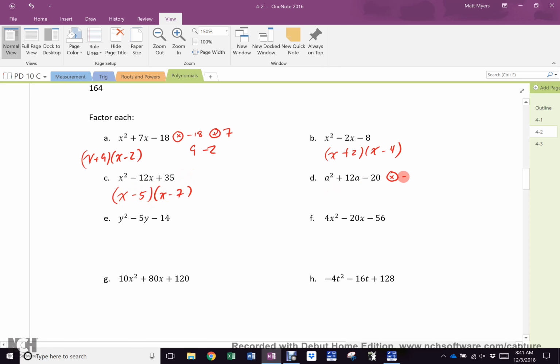What's D? I got to multiply to negative 20 and add to positive 12. What is it? 10 and 2? And which one is negative? Okay, so it's going to be a plus 10 and a minus 2? No. Why not? That won't get me 12, will it? So they're both positive? Then 10 plus 2 is negative 20? Oh, they're both negative. No. So now negative 10 minus 2 is positive 12.